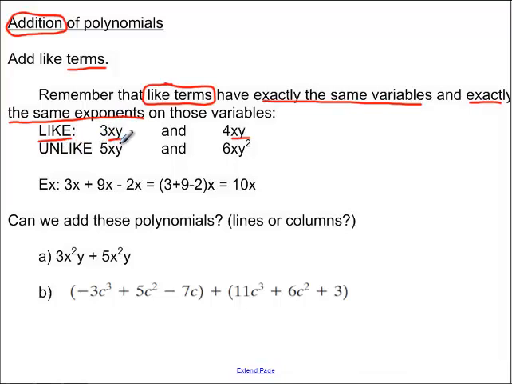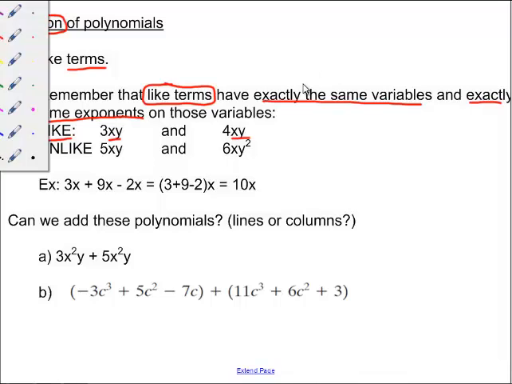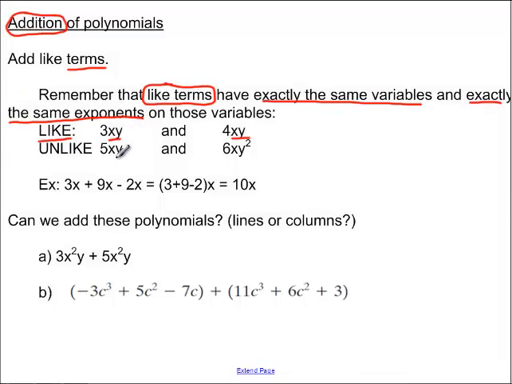Unlike terms would be something like this. Here's a 5xy and a 6xy squared. Remember, like terms have exactly the same variables, exactly the same exponents on those variables. Here's an x, we got an x. X to the first power, x to the first power. Sounds great. Do we have a y? I've got a y over here, but over here I've got y squared. So these are not like terms. These are unlike terms. We cannot add them or subtract them because of that y squared term.